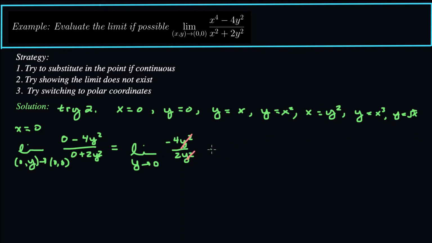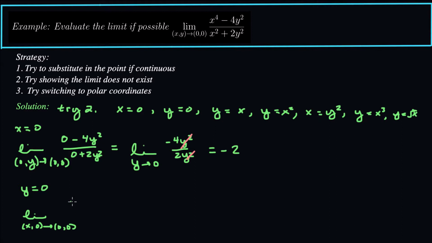And this just gives us a limit of negative 2. So the limit as x equals 0 is really just negative 2. Now let's look at the limit as y equals 0, so approaching along the x-axis. So if we plug in y equals 0, look at the limit as (x, 0) goes to (0, 0).